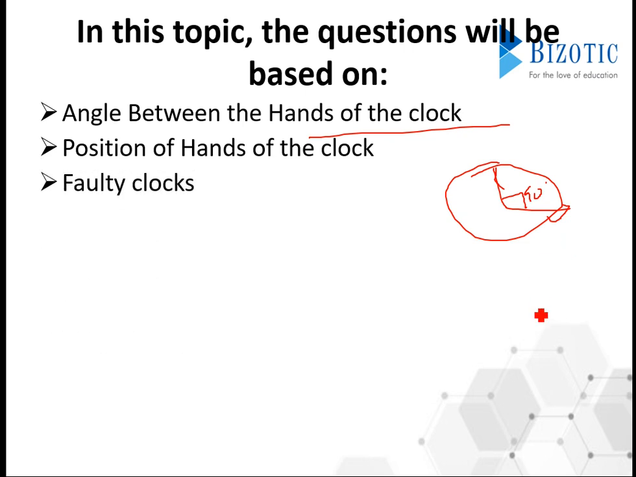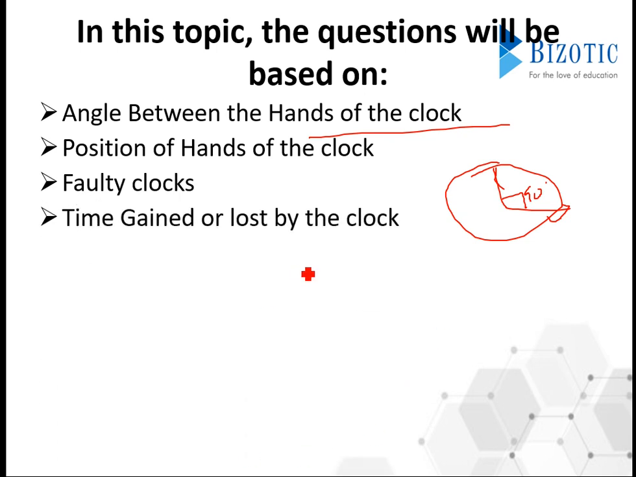And then faulty clock problems, where a clock has stopped working maybe 2 days before, and then what will be the time loss. So there will be different cases you will find in this. And then the last major one, time gained or lost by the clock. Some clocks, when the power goes off or the battery drains, might lose their ticking ability, so that they fall behind the normal time. During that time you will have some special cases. These are the kind of questions that you can always anticipate.